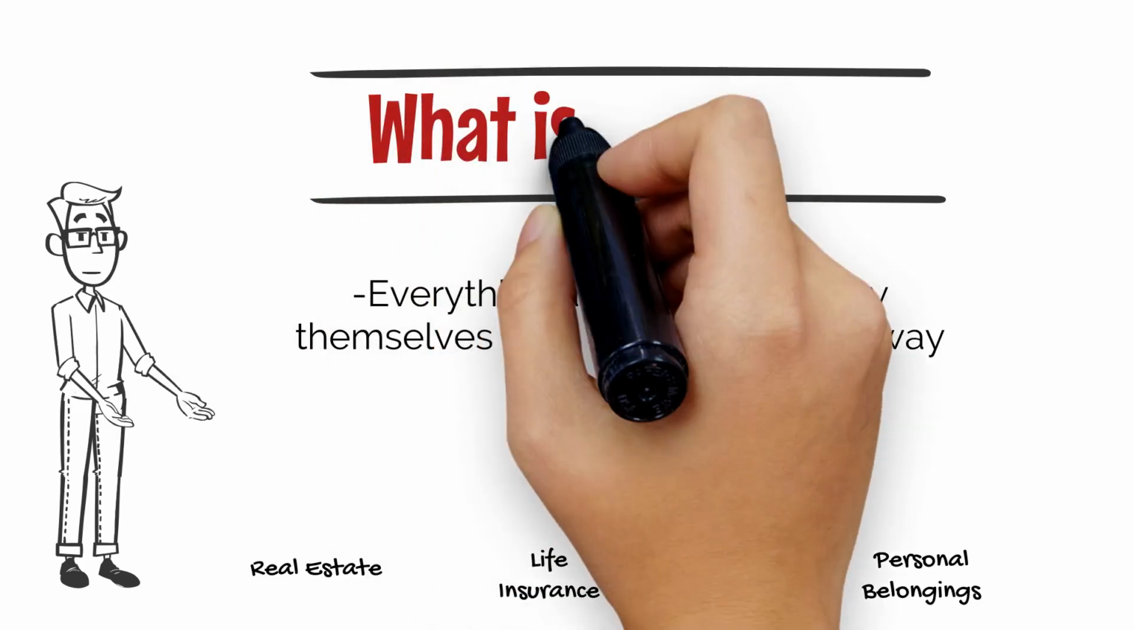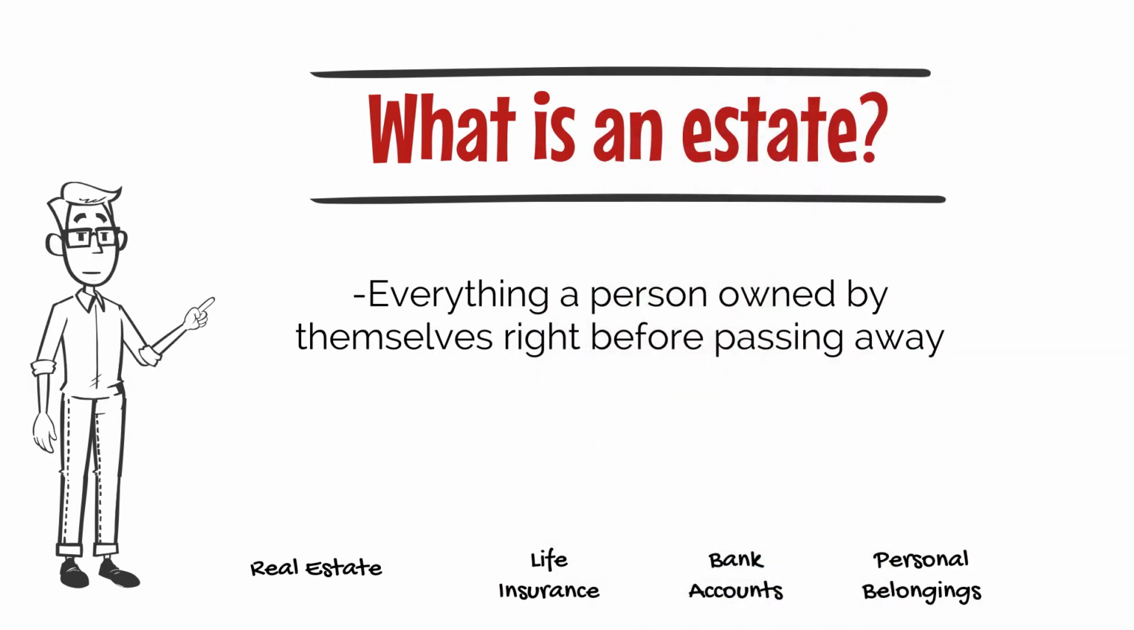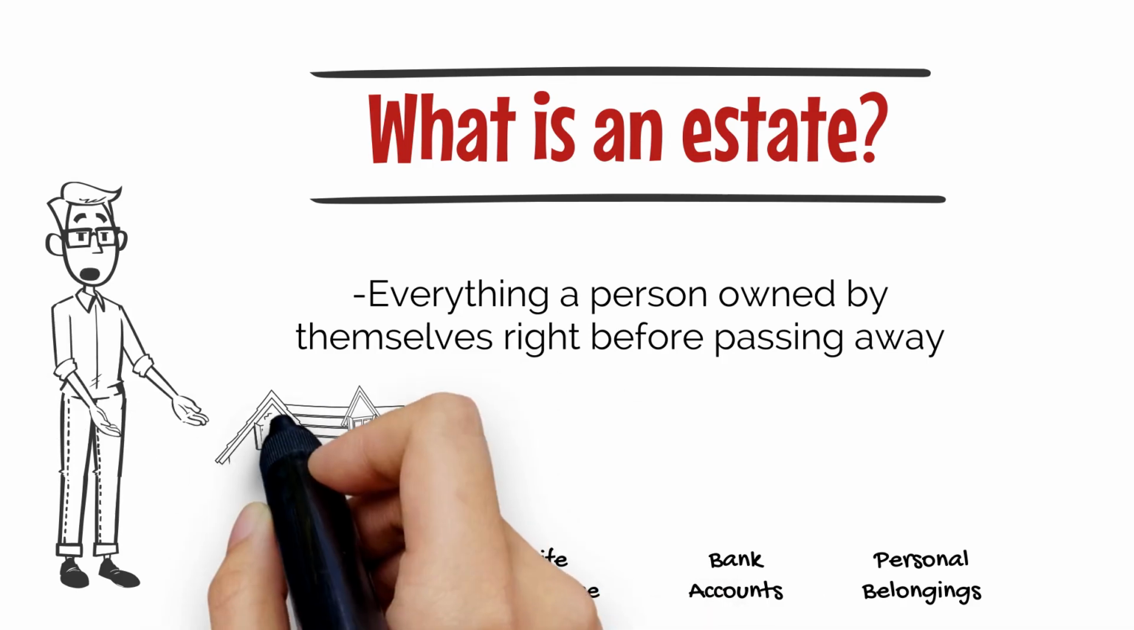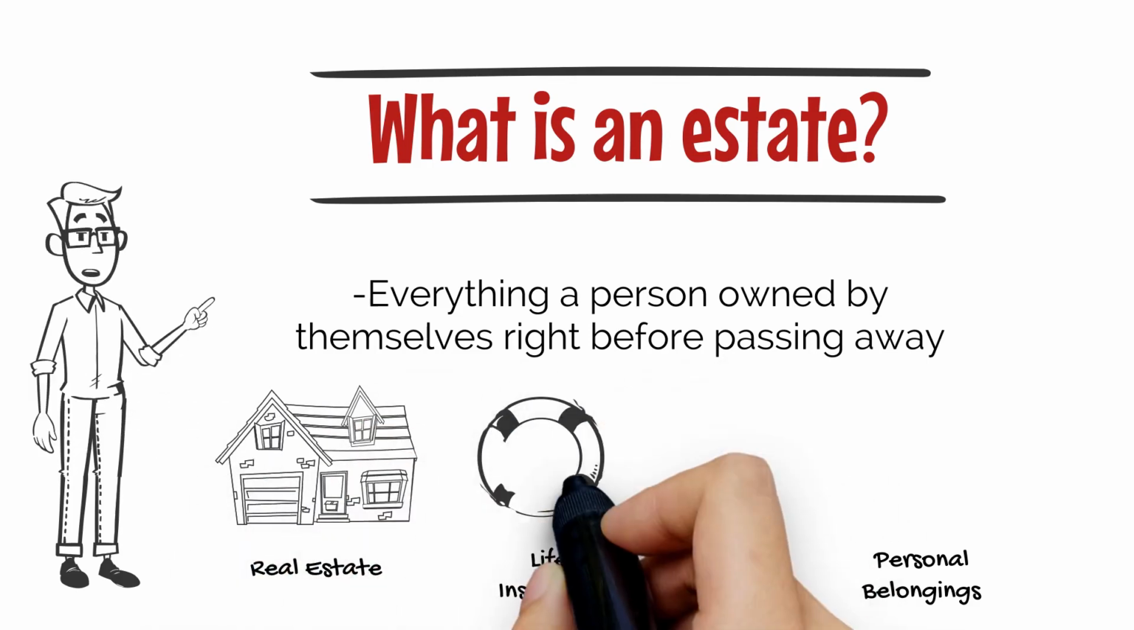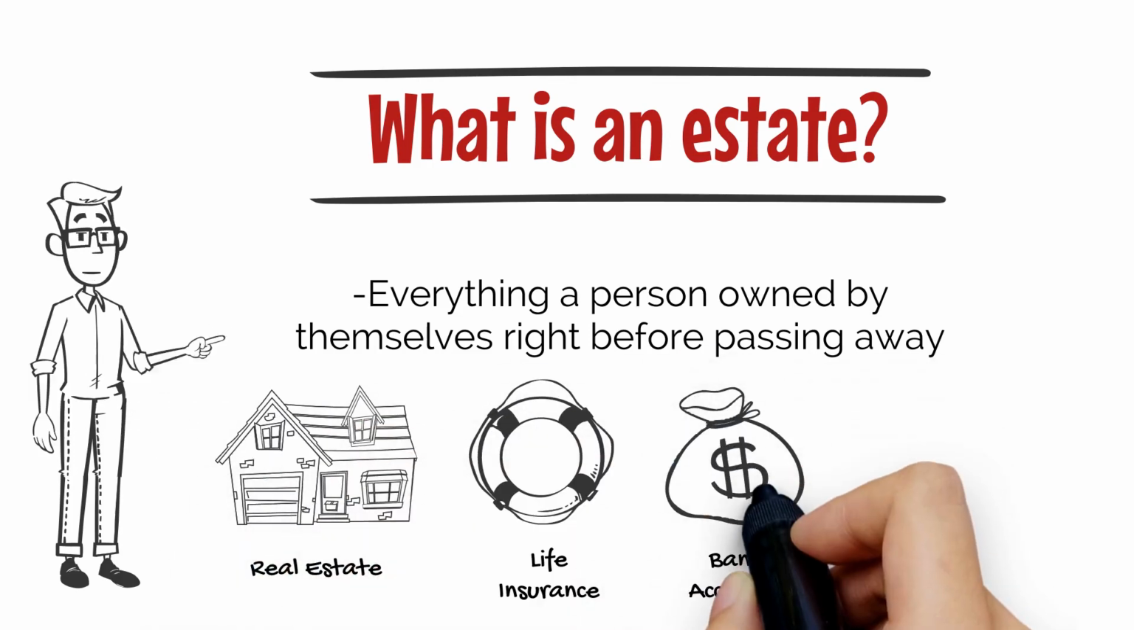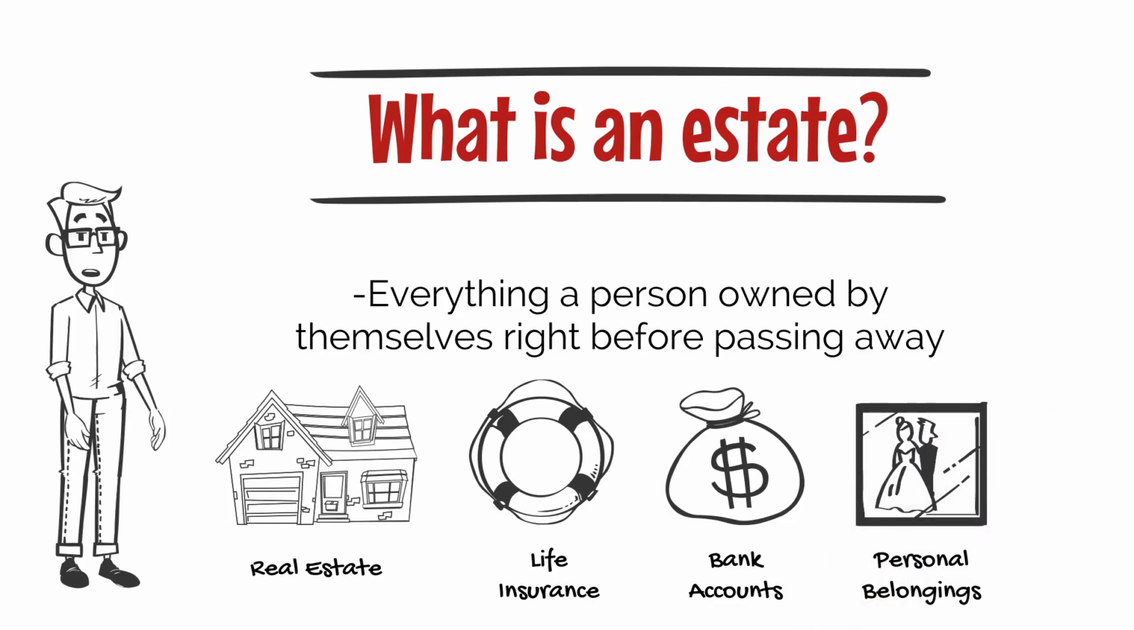So what is an estate? It's everything a person owned by themselves right before passing away. This can include things like real estate, life insurance, bank accounts, and even personal belongings.